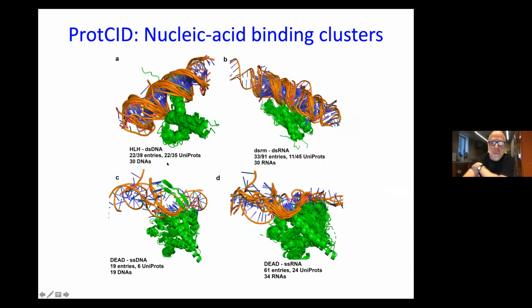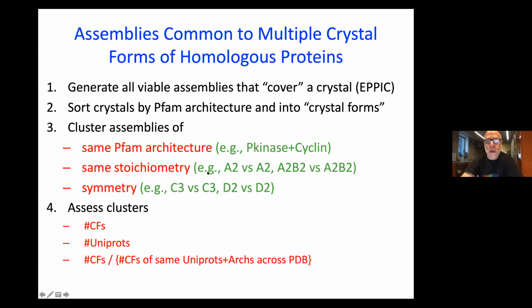in these proteins. And the same thing with nucleic acids. So here's dsDNA with HLH domains, double-stranded RNA with DSRM domains, et cetera. And so you can look up a Pfam and look at how it interacts with nucleic acids. And in the last couple of years, we started to move on to thinking about assemblies.